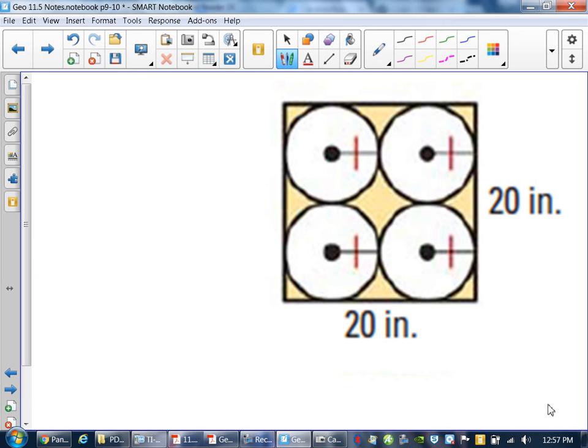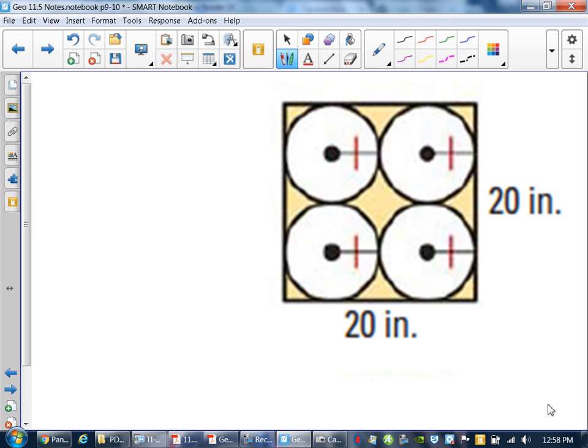Well, that's a lot of circles. How many? 4. Are all 4 of those circles the same? Yeah. How do we know they're all the same? Because they all have the same radii. All their radii are the same because they all have tick marks. Okay? Well, what's the large shape? It's a square. Careful. You're on the right track.